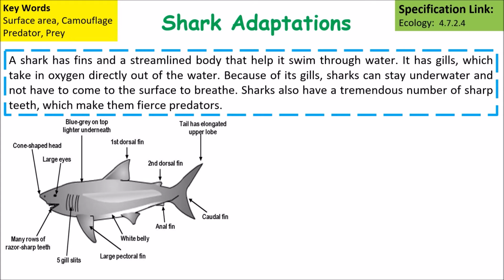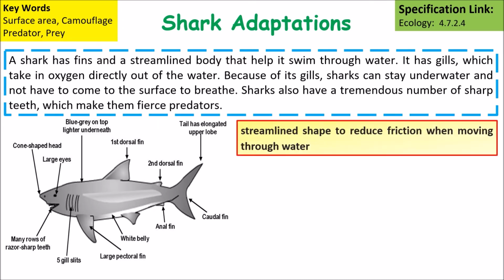An example of an organism which is adapted to live underwater and hunt is a shark. So a shark has some general adaptations which allow it to live underwater. So for instance, it's streamlined and it's got gills, but it's also got some specific adaptations which make it good for hunting things. So its streamlined shape reduces water friction when moving through water.